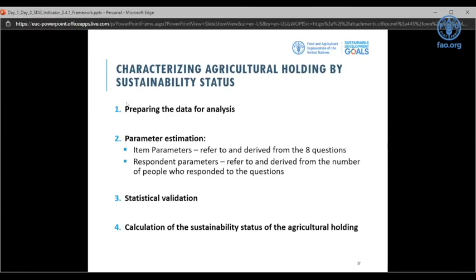So once the data on the 8 FIES questions is collected, the first step is to prepare the data for analysis. These are the standard four steps that need to be undertaken for us to then analyze the data collected using the 8 FIES questions. In this first preparation stage, we add standard labels to the 8 questions, okay? I will explain in the next slide what we mean by that.